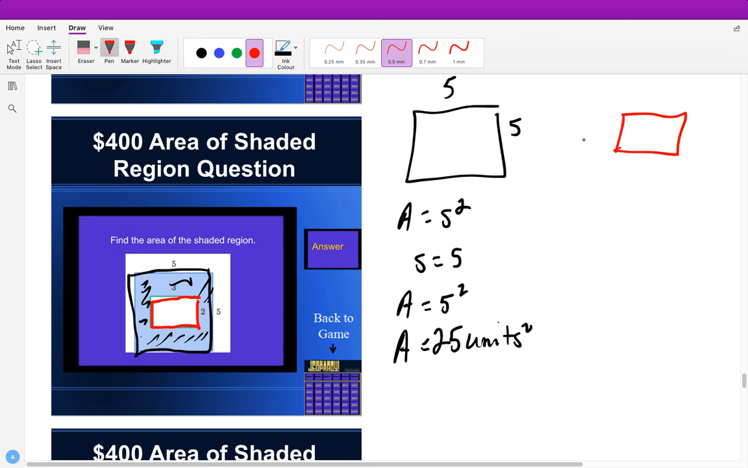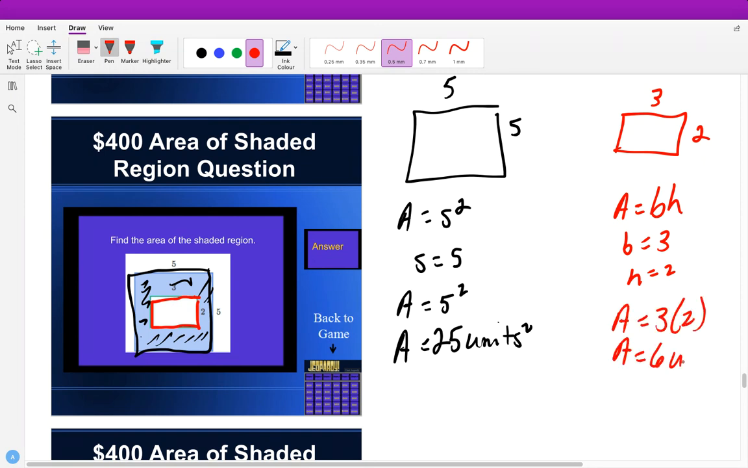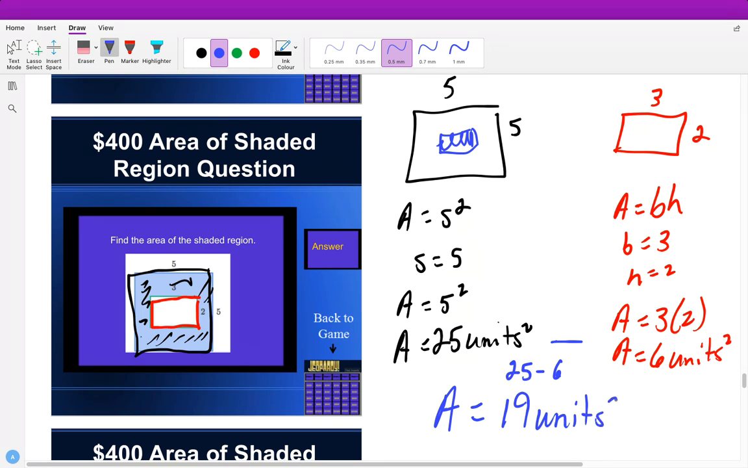So first let's fill in our sides. It is 3 and 2. So area is equal to base times height. My base is equal to 3. My height is equal to 2. So area is equal to 3 times 2, or area is equal to 6 units squared. So since we're removing it from this entire figure here, we're taking this out, we need to subtract them. And 25 minus 6 will give me 19 units squared. So that means the blue area is 19 units squared.